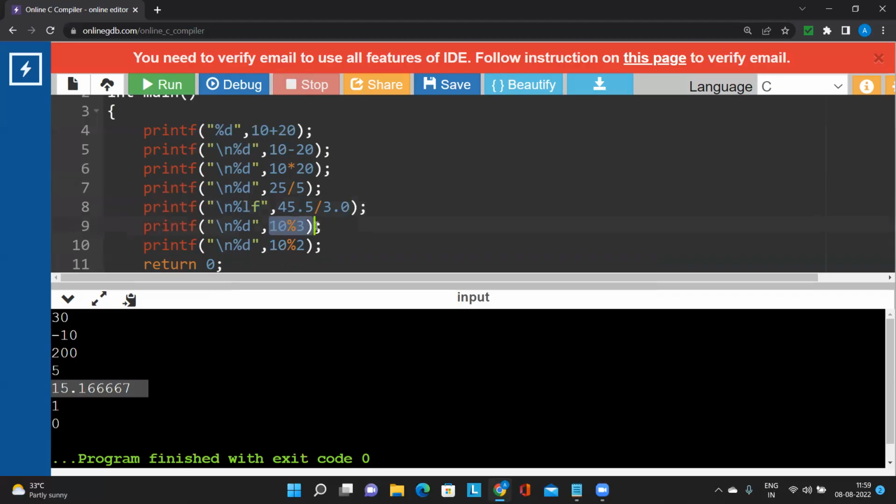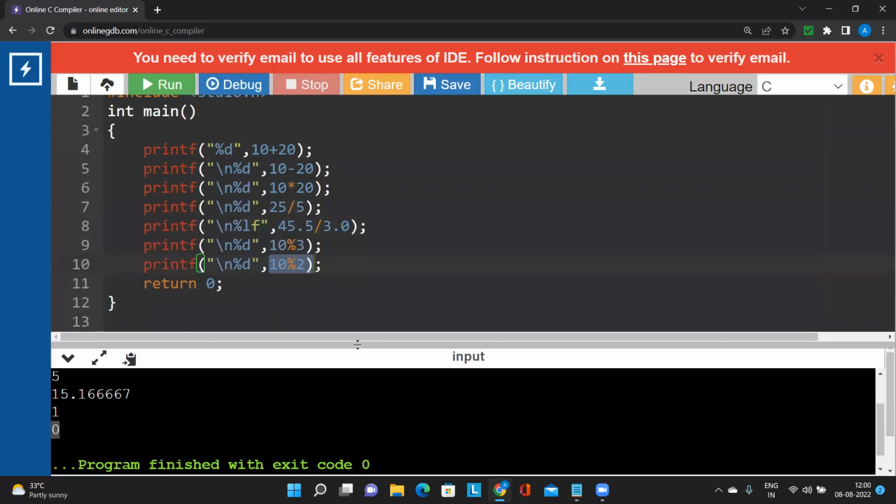And see here, 10 mod 3. Yes, the remainder is 1. And 10 mod 2, the remainder is 0. So this is how my basic arithmetic operators are going to work, and the difference between the division operator and the modulo operator. Right. And I told you one more point. Right. What did I say? Modulo operator cannot be applied on a floating point or a double data type. So let us try that out also.